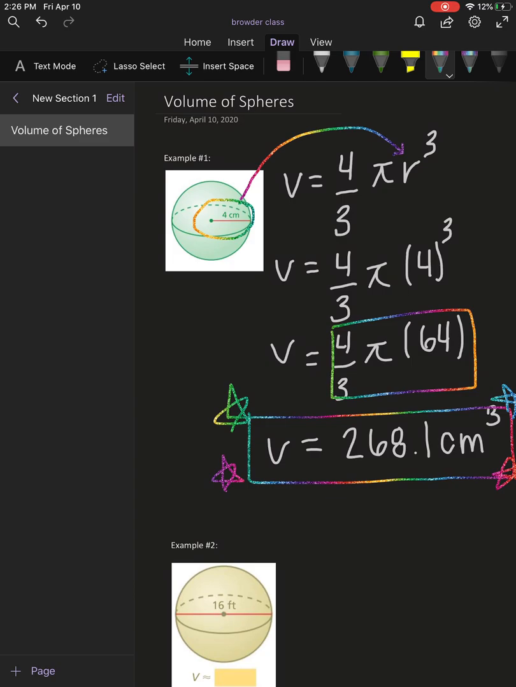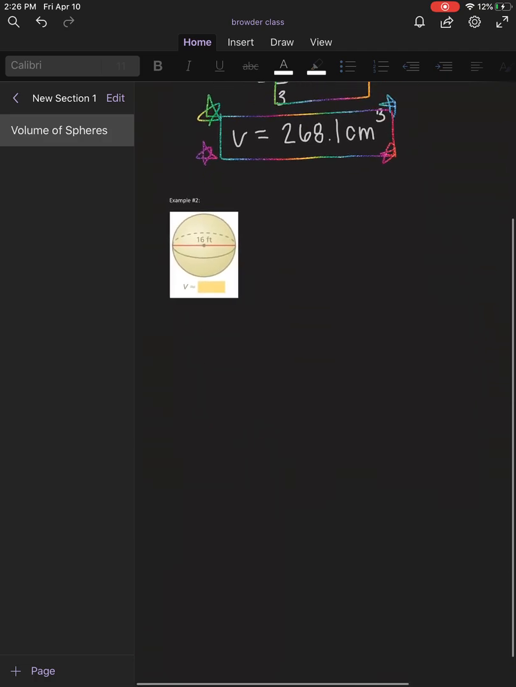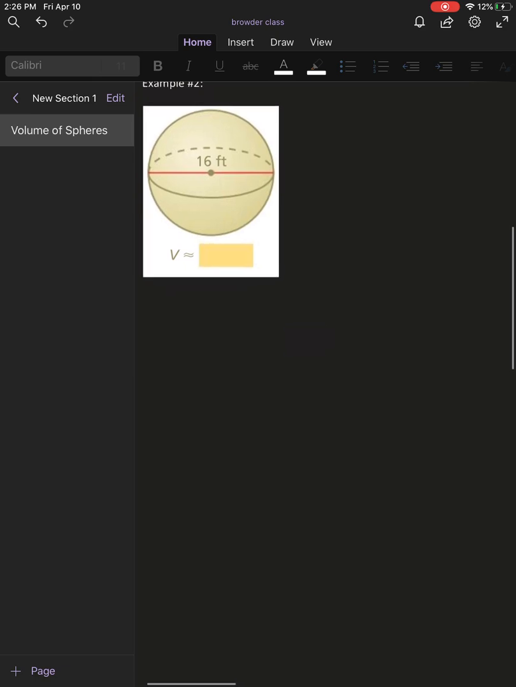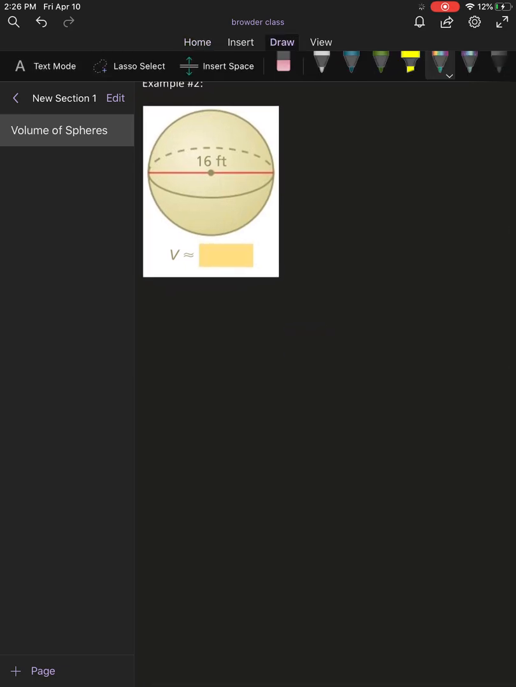Okay, and now we're going to move on to our second example. This second example is going to be a little bit different than our first one. Looking at it, you can see we're given a diameter right here. However, if we remember back to our equation, V equals 4/3 pi r cubed, we need a radius, not a diameter.